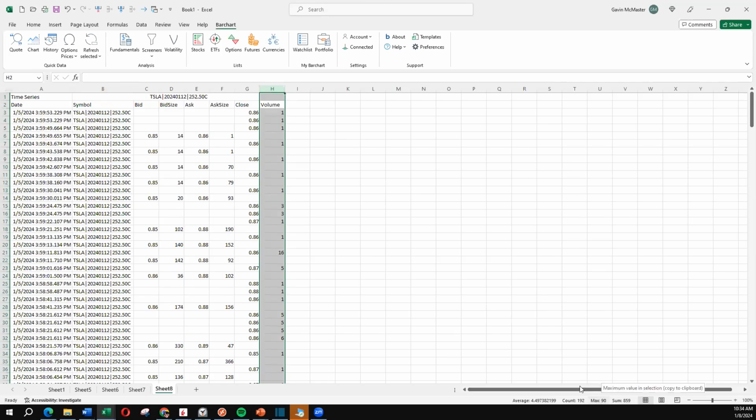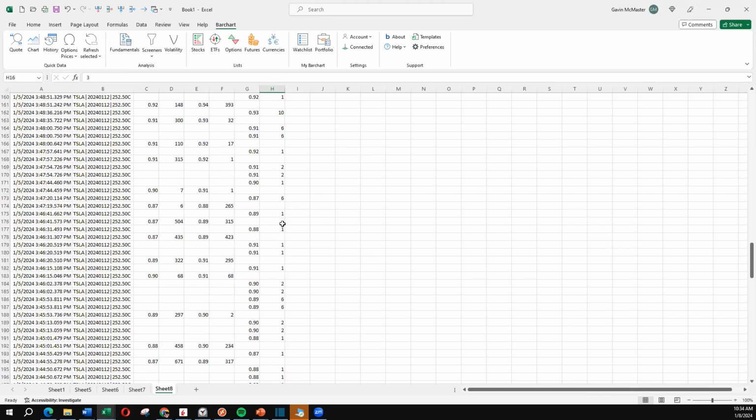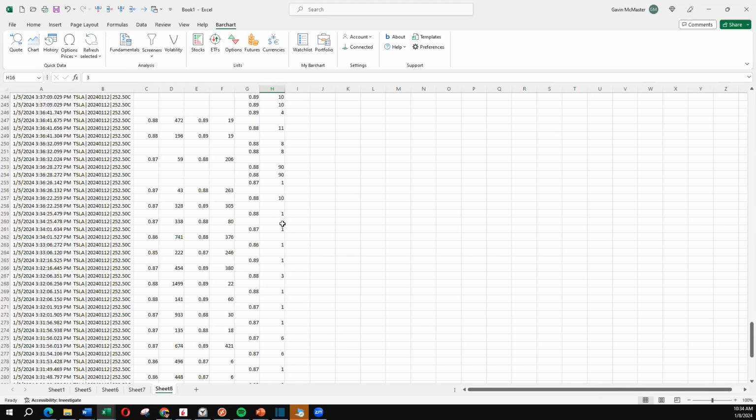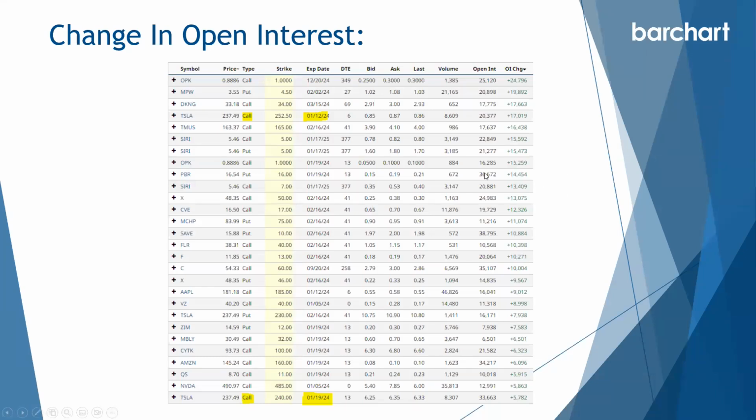So let's have a look. 90 seems to be the max. There we go, a couple there. Not a huge trade block, but it was traded at the ask. So again, that's a bullish bet. So maybe some bullish activity there under the surface in Tesla. So another good report to check out: take a look at change in open interest. Sometimes you can drill down into those particular strikes and you might find some more insights there.